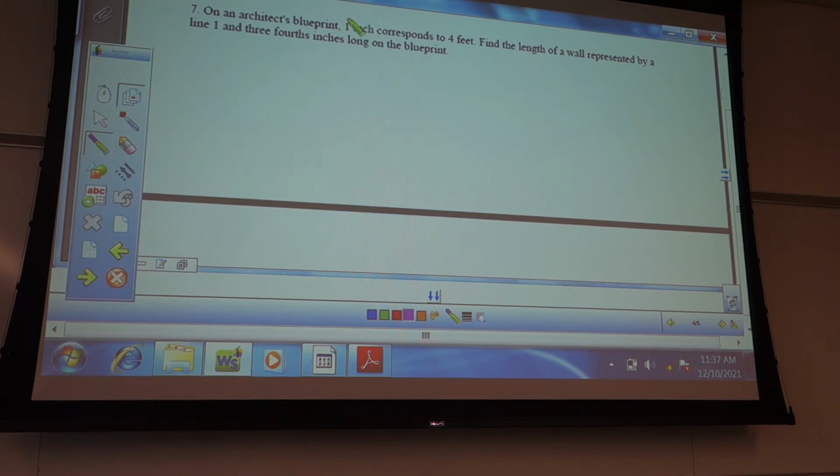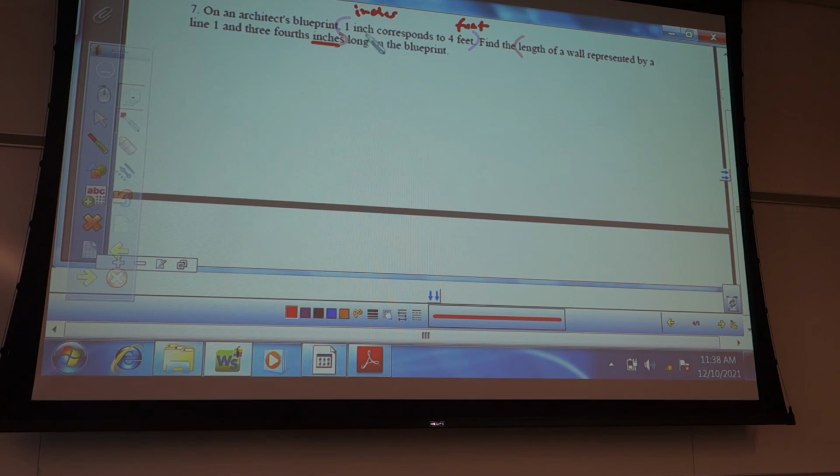So then you have to figure out what are the 2 things that vary. Inches and feet. Yep, 1 inch goes with 4 feet. Everybody see that? And then they want you to find the length of wall. So the length of wall is the same thing as feet, represented by a line that's 1 3/4 inches long. So we have inches, and we have feet. And here this is inches. Does everyone kind of see that?